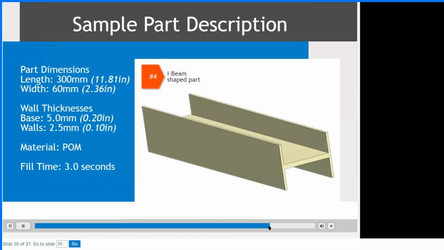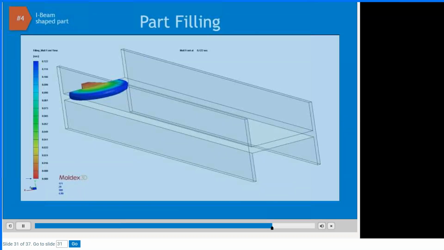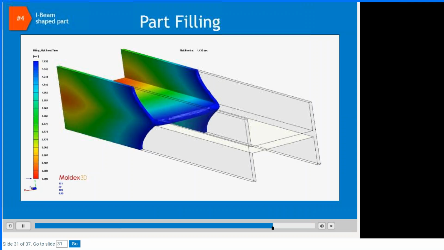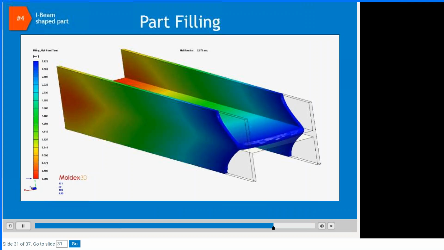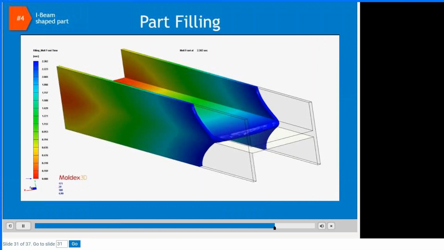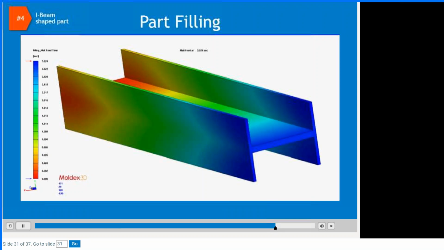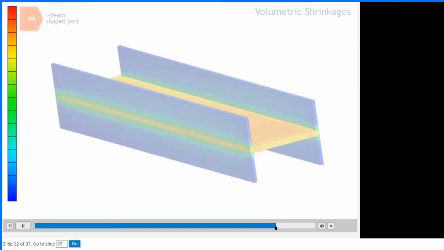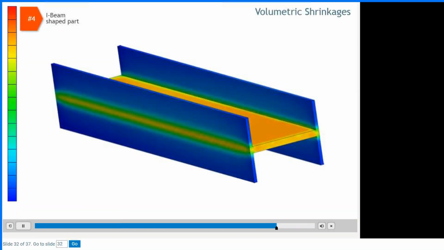The final design example is the same part without cutouts, but with two upright walls, like an I-beam. The filling animation for this part does not indicate any issues, aside from a slight lag filling the upright walls. The maximum volumetric shrinkages, again, have not changed, and you can see there is still high shrinkage at the base of about 16%.